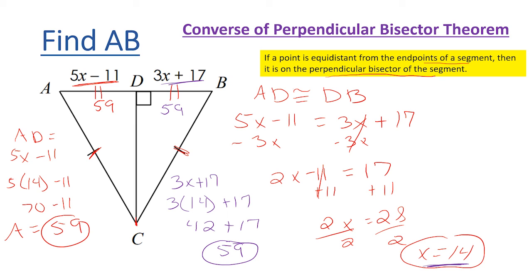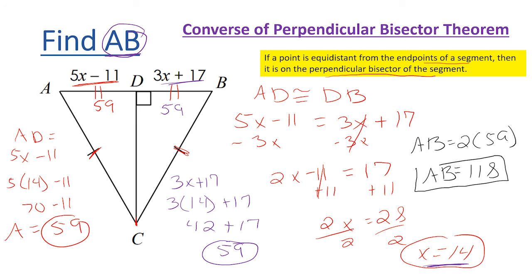So now each segment here is 59, and we want to find AB. So we simply add 59 plus 59, or we can multiply 59 times 2. It doesn't matter. It's going to give you the same result. I'm going to just multiply it by 2. So AB equals 2 times 59, and that gives me 118. So AB is equal to 118. And we know that because we've used the converse of the perpendicular bisector theorem to solve for x and then plug our x value back in.